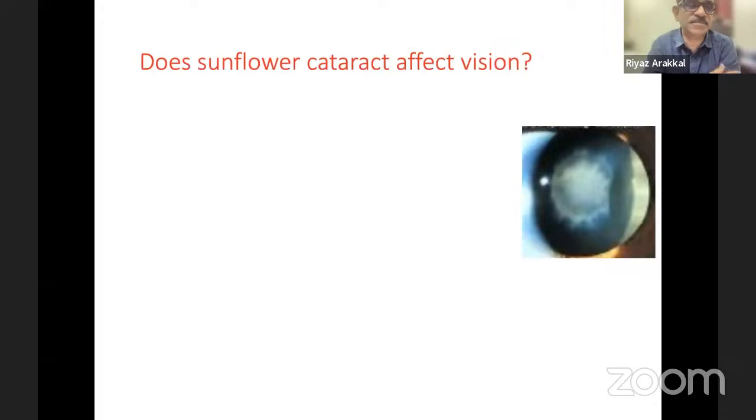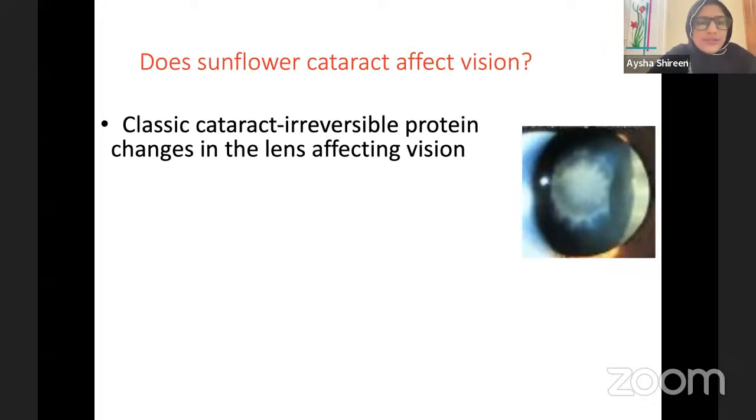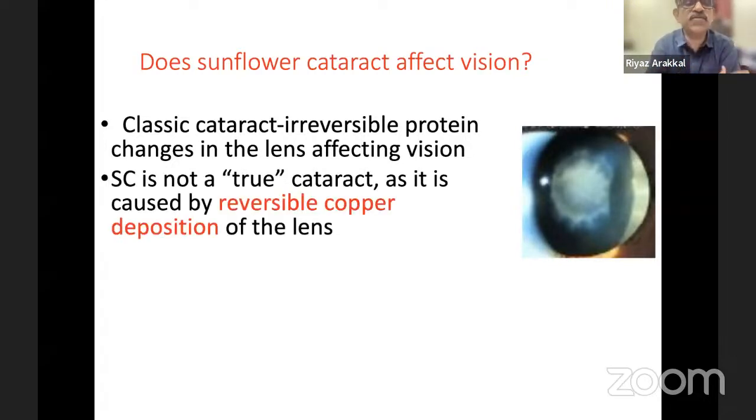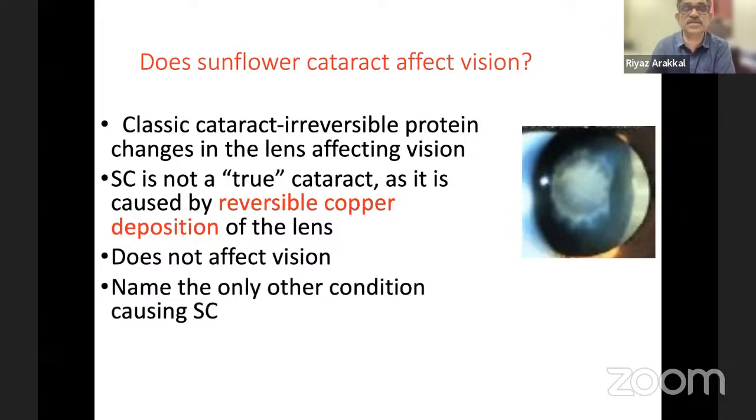A very important question. Does sunflower cataract affect vision? Anybody in the chat box? Aisha? No, it does not affect the vision. A classic cataract causes irreversible damage to the lens, and thereby that will affect vision. Whereas the sunflower cataract is not a true cataract, as it is caused by reversible copper deposition in the lens. It does not affect vision. So it's a very interesting type of cataract with a reversible copper deposition and does not affect vision.